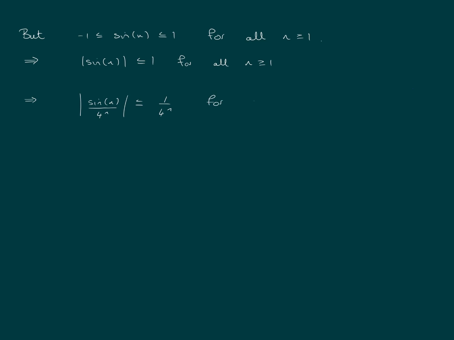Okay, so let's try to establish this bound. Sine n is stuck between minus 1 and 1 for all n greater than or equal to 1. We know this. So this implies the absolute value of sine n is always less than or equal to 1 for all n greater than or equal to 1. Hence, the absolute value of sine n over 4 to the n is less than or equal to 1 over 4 to the n for all n greater than or equal to 1. Now, the term on the right-hand side is a much simpler looking term.